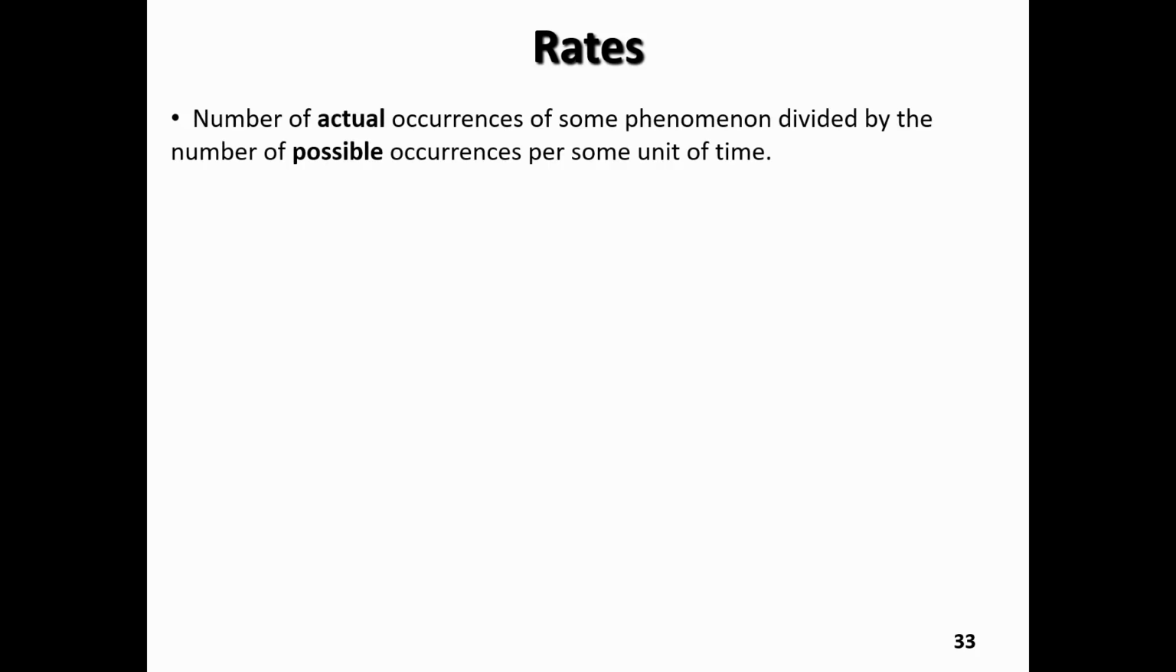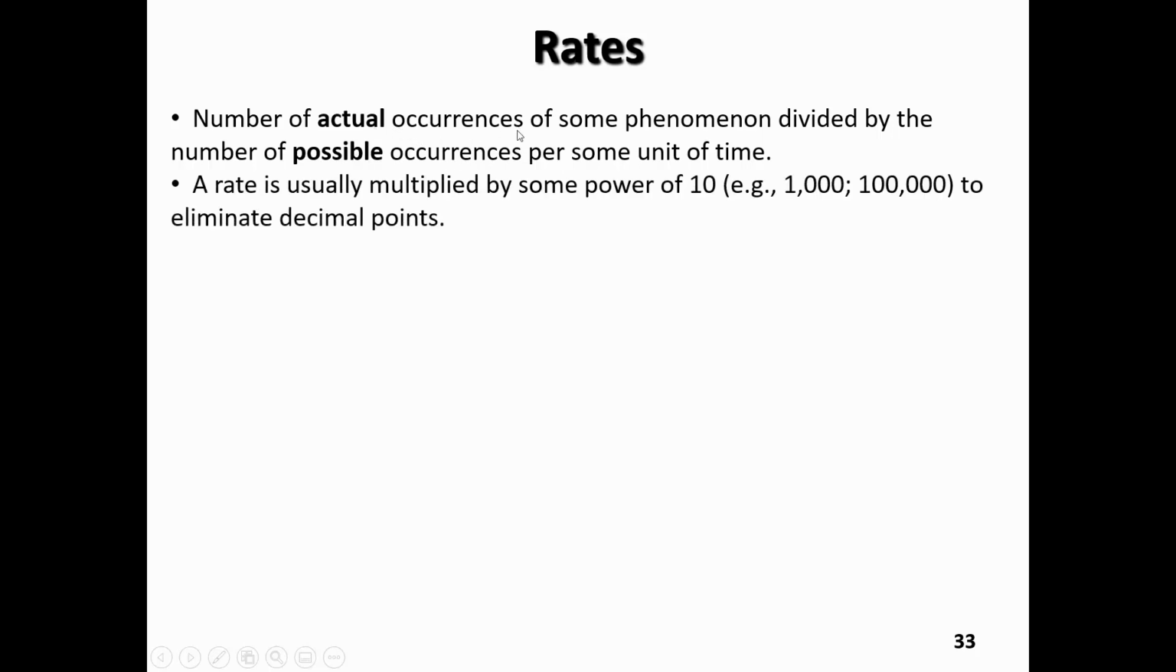And the rate refers to the number of actual occurrences in some phenomenon, of some area of interest, divided by the number of possible occurrences per some unit of time. And so this is really a comparison of the actual divided by the possible. And a rate is usually multiplied by a power of 10. Sometimes it's 1,000, sometimes it's 100,000 if we're dealing with epidemiological types of data, so examining large populations. And that aids with the interpretation of the data by eliminating a long string of decimal points.